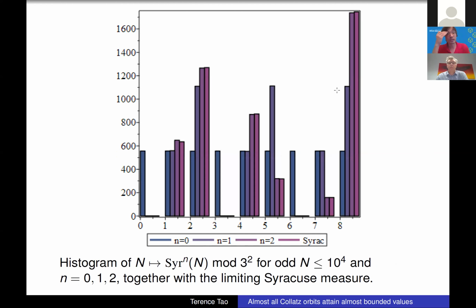Mod 9 is a similar story. So again, I take all the odd numbers from 1 to 10,000, and I look at them mod 9. Initially, that's the blue bar. Initially, they're uniformly distributed mod 9.